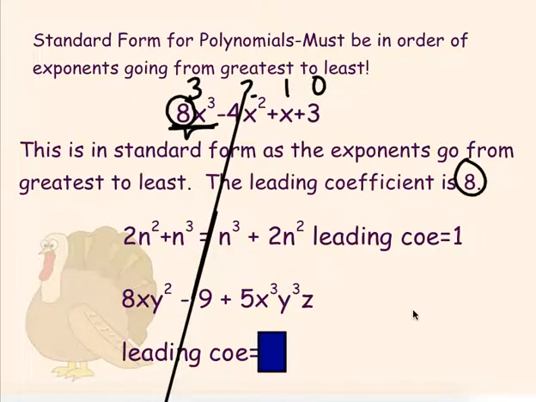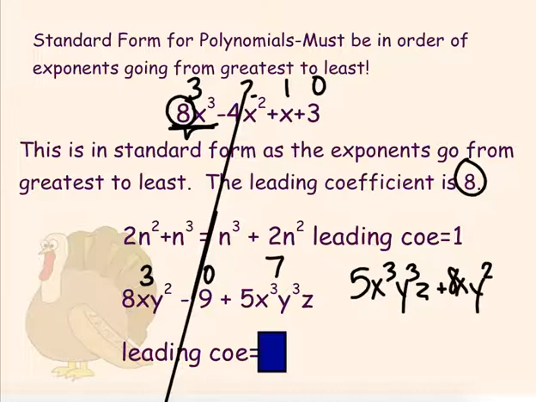Next, let's go and figure out the degrees of each of these. Well, 8xy squared has a degree of 3. Negative 9 has a degree of 0. 5x cubed y cubed z has a degree of 7. So we're going to order it and say 5x cubed y cubed z plus 8xy squared minus 9. And then we say the leading coefficient is based on that, so the leading coefficient is 5.